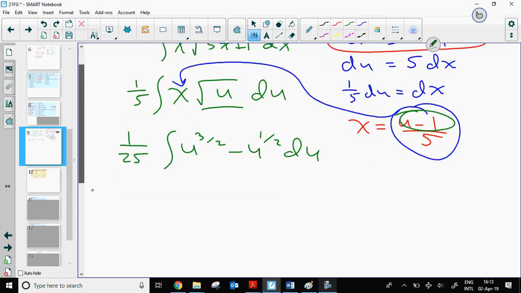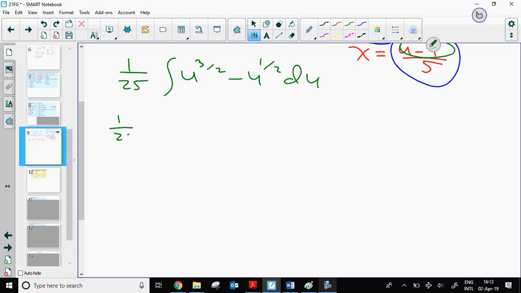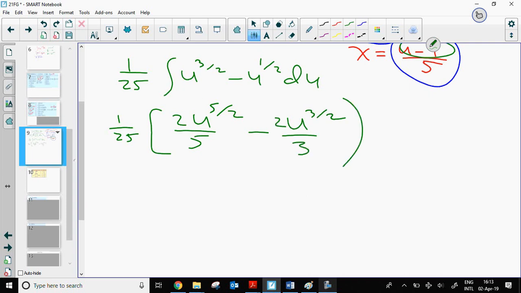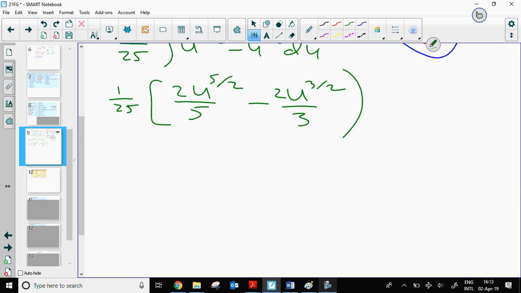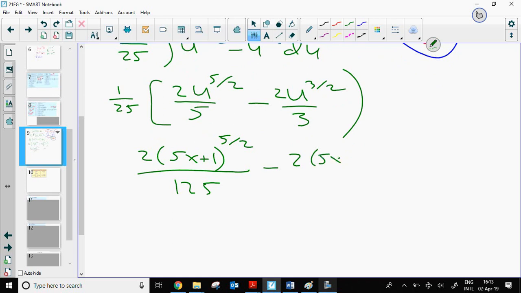And then we're just going to integrate using the power rule. So I've still got a 1/25 multiplied by, this is going to be u to the 5/2 divided by 5/2 minus u to the 3/2 divided by 3/2. And then we distribute the 25 in, and we also substitute back, and that'll give us a final answer of 2 times (5x plus 1) to the 5 halves, all divided by 125, minus 2 times (5x plus 1) to the 3 halves, all divided by 75. And don't forget the plus c.